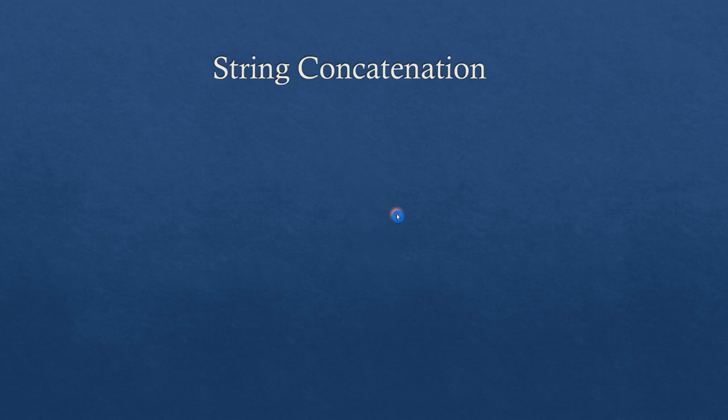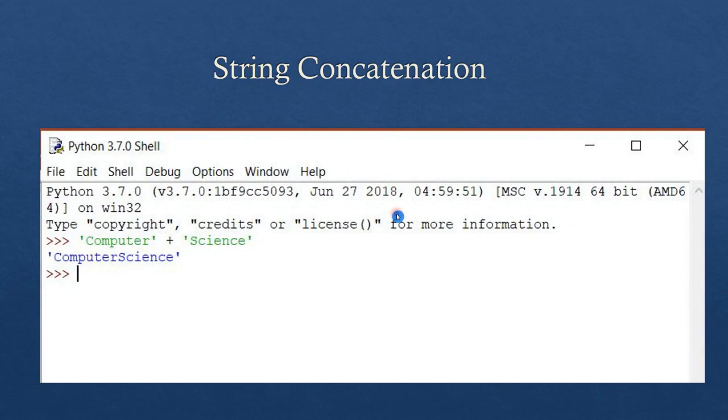Okay, so here the concatenation operator is plus. This plus symbol is used to join multiple strings. Let me give an example program for this. So here I just directly gave, within single quotation marks, computer, plus is the concatenation symbol, and science within single quotation marks. Now we are going to join these two different strings. So if you press the enter key, you will get this directly.